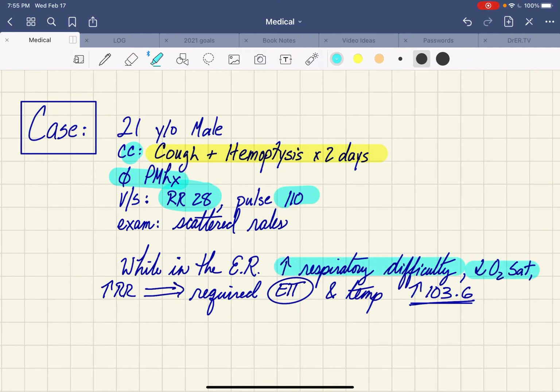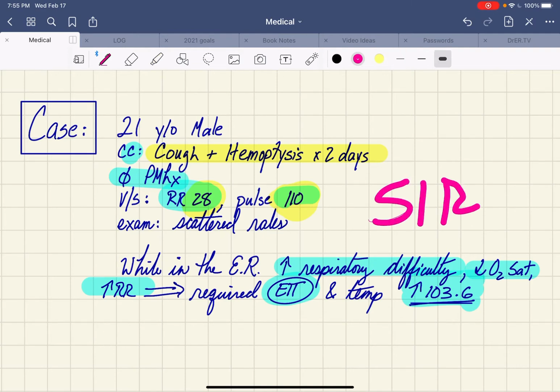Okay. While in the emergency department, the patient experienced increased respiratory difficulty. The oxygen saturation dropped, he increased his respiratory rate and ultimately required an ET tube, endotracheal intubation. And his temperature increased to 103.6. That's a very high temperature. So definitely something infectious.